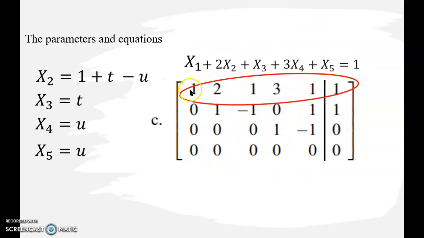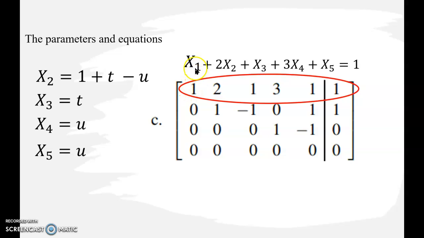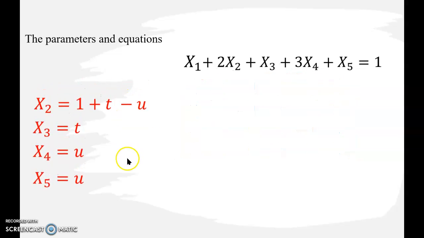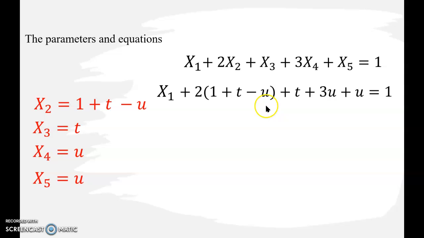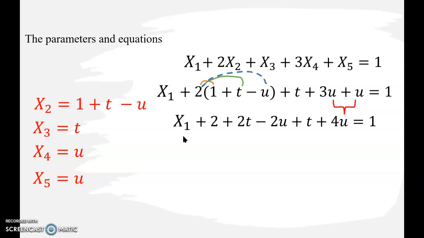Okay, the last one uses all the variables. x1 plus 2x2 plus x3 plus 3x4 plus x5 equals 1. So let's get the matrix out of here, because we're going to need the room. x2 is kind of busy. So we substitute it in, and we'll say 2 times what x2 is, that whole expression for x2. Then we distribute the 2 and combine our like terms, and come up with an equation that can be simplified a little bit more because we have like terms again.